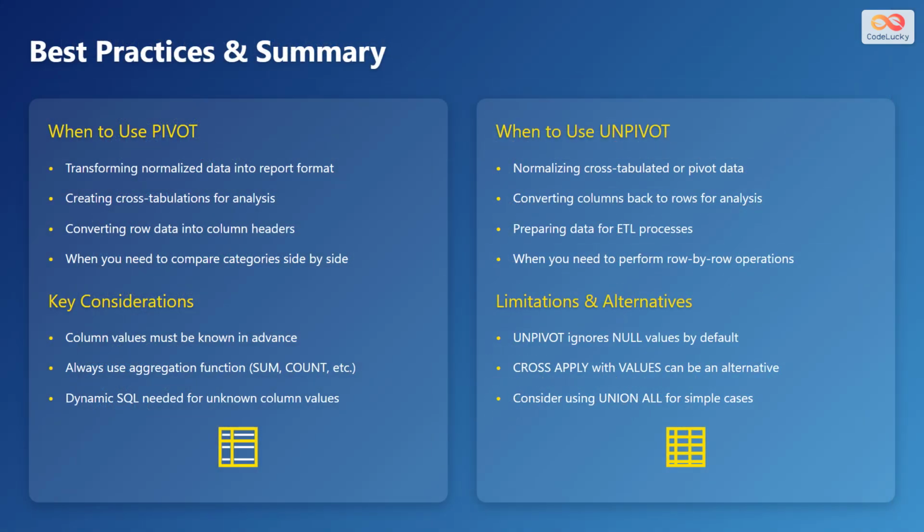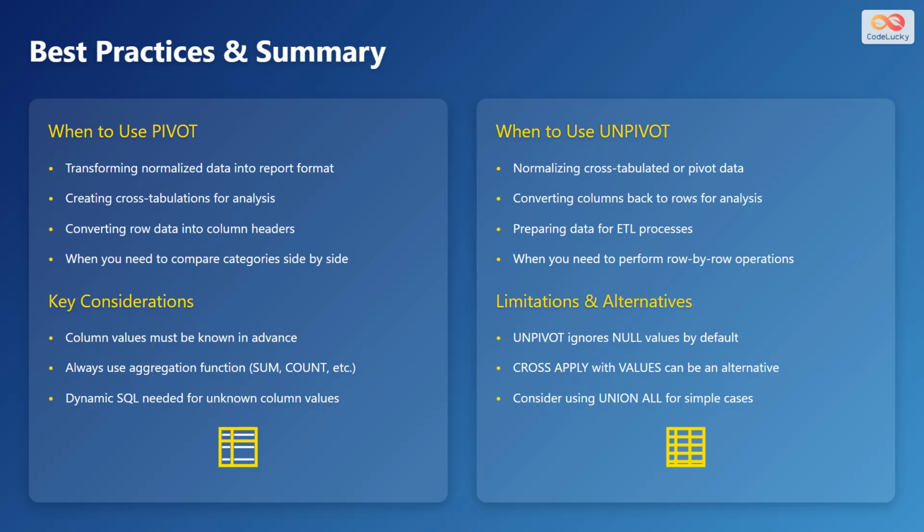Let's summarize when to use pivot and unpivot, along with key considerations and limitations. Use pivot when transforming normalized data into report format, creating cross-tabulations for analysis, converting row data into column headers, and comparing categories side by side. Key considerations for pivot include that column values must be known in advance, always use an aggregation function such as sum or count, and dynamic SQL may be needed for unknown column values.